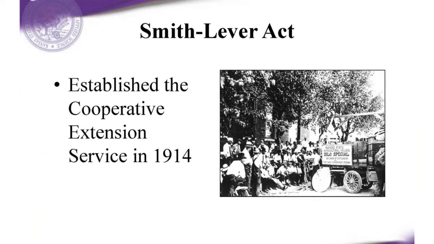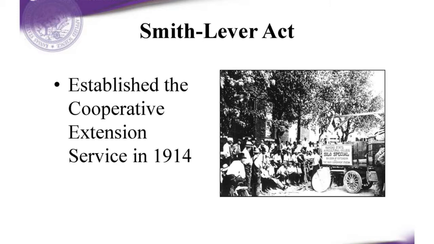The Federal Smith-Lever Act was passed in 1914. This act created the Cooperative Extension Service for the purpose of disseminating information gleaned from agricultural experiment station research. Federal funds were appropriated, and each state was required to match funds to participate in this new educational program.